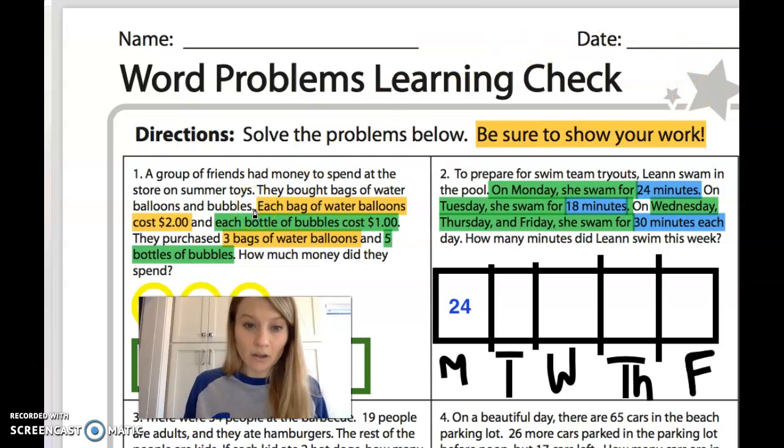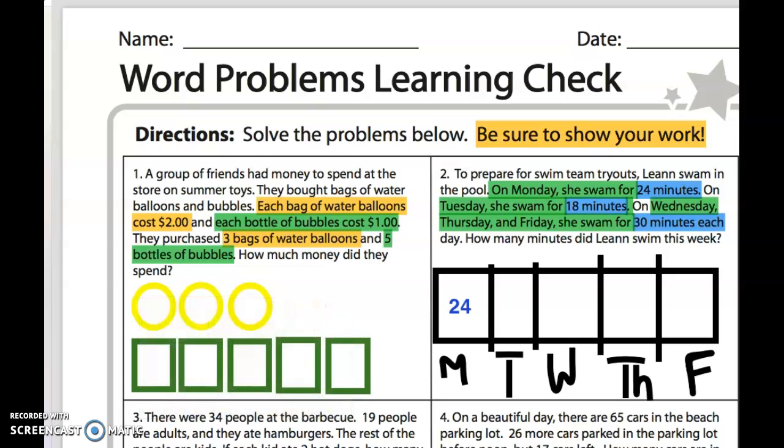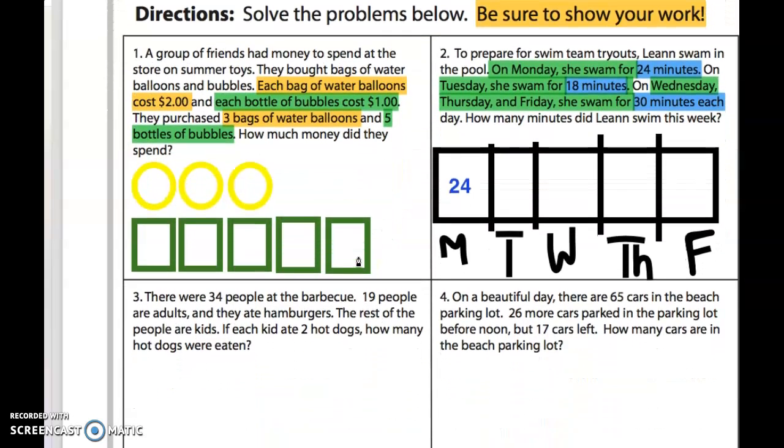So let's go ahead and take a look at this first question. A group of friends had money to spend at the store on summer toys. They bought bags of water balloons and bubbles. Each bag of water balloons cost $2, and each bottle of bubbles cost $1. They purchased 3 bags of water balloons and 5 bottles of bubbles. How much money did they spend?